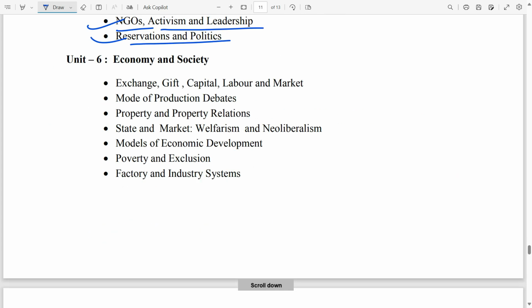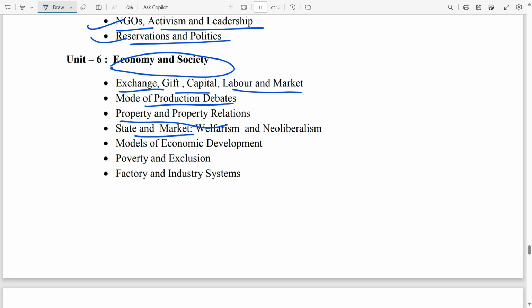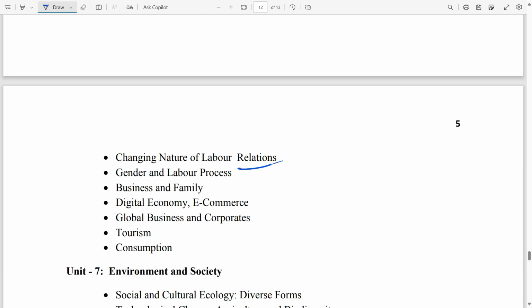Now coming to economy and society, here we will see the exchange, gift, capital, labor and market, mode of production, and Marx's theory also, property and property relations, state and market, welfarism and neoliberalism, models of economic development, property and exclusion, factory and industry systems. So these are the topics: changing nature of labor relations, labor process, family business, digital economy, commerce, global business, tourism, consumption. So you are seeing the evolution of topics also happening.